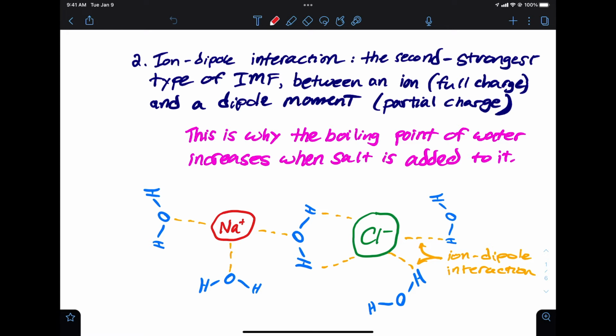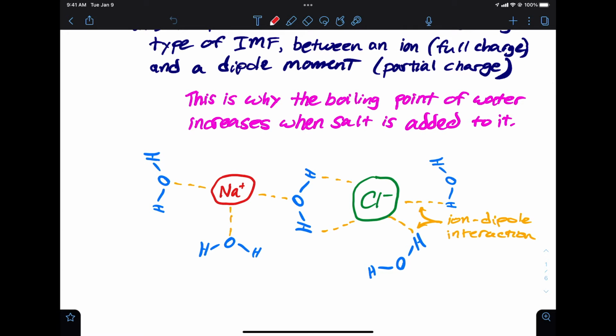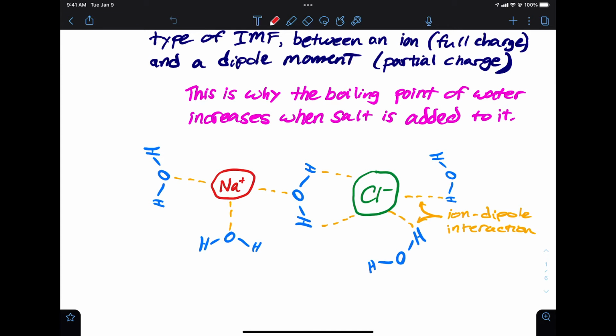For example, when you dissolve salt, say sodium chloride, in water, the ions separate. And I've drawn a little picture of this here, where the ions of sodium and chloride have become separated, and instead of their charges being satisfied by each other, they are satisfied by the water instead. Water, as you hopefully know, is polar.